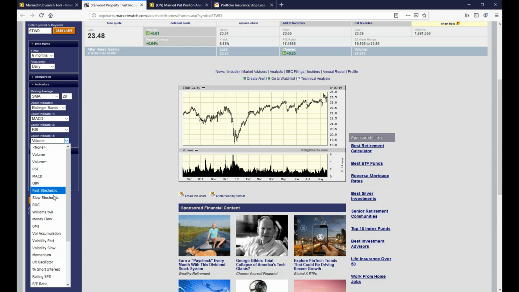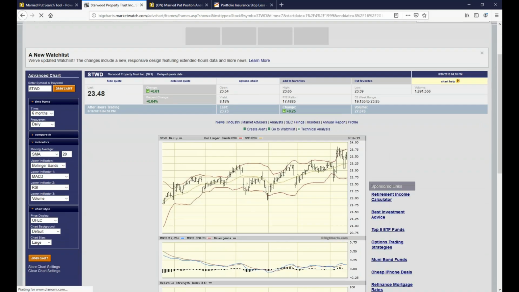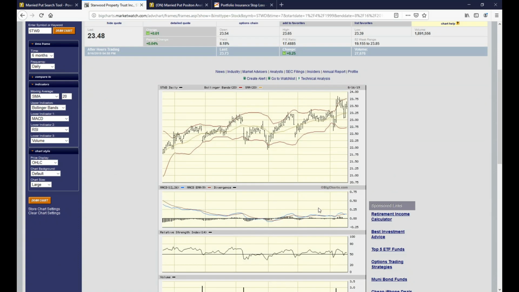You have things in here for stochastic, Williams percent R, money flow, percent short interest, not something I typically use, rolling earnings per share, and so forth. I might go to the large chart as well. All right, there we go. So this allows you to customize it.